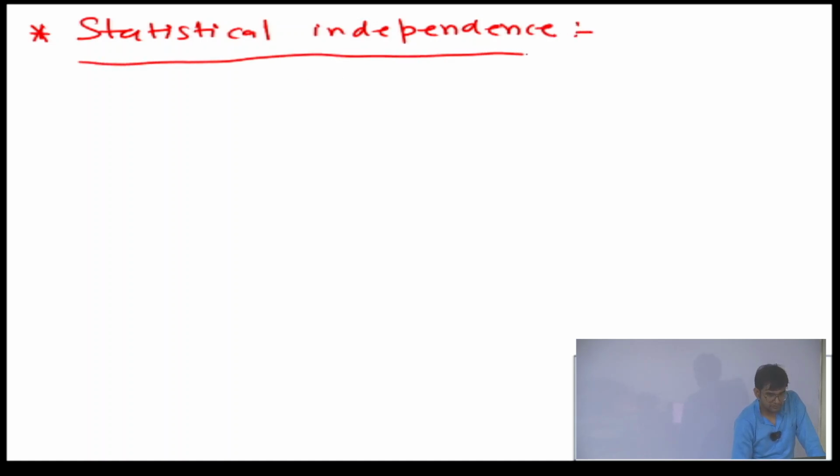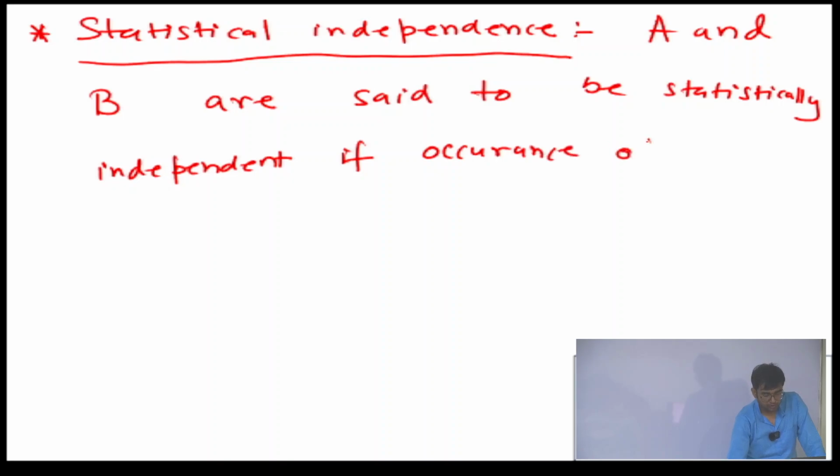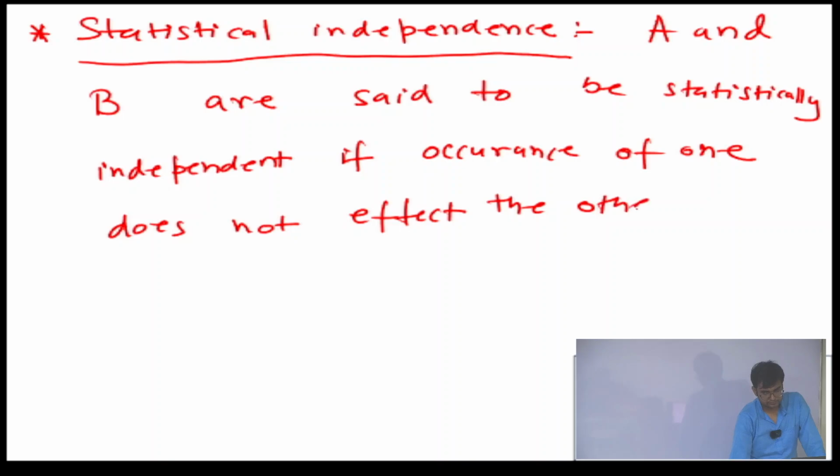So let us define it again in terms of two variables, but it can have more variables. A and B are said to be statistically independent if the occurrence of one does not affect the other. That is probably the dictionary definition of independence.